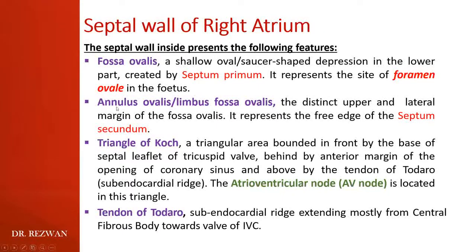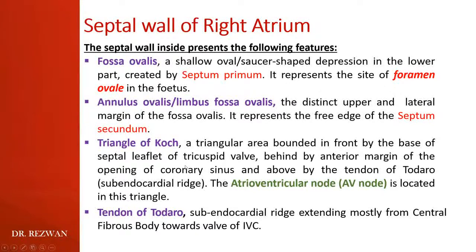And then another structure is called the annulus ovalis or the limbus fossa ovalis, which is actually the prominent margin of the fossa ovalis itself. The distinct upper and lateral margin of the fossa ovalis represents the free edge of the septum secundum. To understand this properly, we need to know the development of the interatrial septum, where the septum mainly comes from the septum primum and the septum secundum. So from the septum primum the fossa ovalis comes, and from the septum secundum the margin of the fossa ovalis, that is the limbus fossa ovalis, comes.